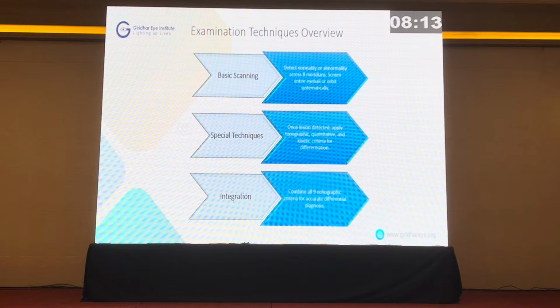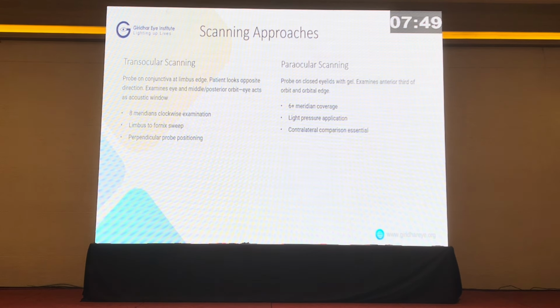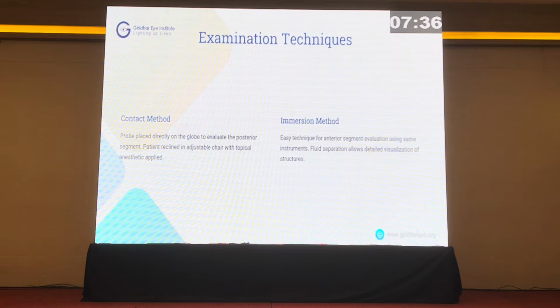The examination technique includes 3 steps. The basic scanning includes the normal 8 meridians, which I'll be coming to shortly. Then once the lesion is identified, we go to the topographic, quantitative and kinetic criteria for differentiation. And finally, combining all these data, we come to the final ultrasonic diagnosis. Transocular scanning and paraocular scanning are two areas which have to be looked at, that is intraocularly and even in the orbit. I'll be pertaining mainly to the intraocular scans.